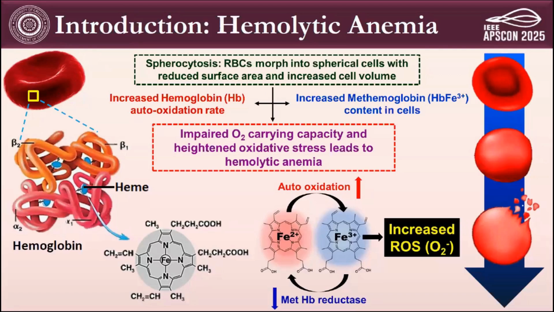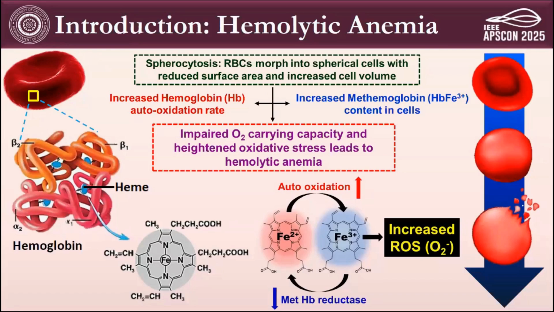Now, in normal physiological conditions, this iron here is present in the Fe2+ or ferrous state, and it auto-oxidizes to the ferric or methemoglobin, that is Fe3+ state, and releases ROS, that is reactive oxygen species, as a byproduct. In spherocytosis, where the RBCs are unable to hold their normal shape and transform into spheroids, such auto-oxidation is increased several times and uncompensated by the activity of methemoglobin reductase.